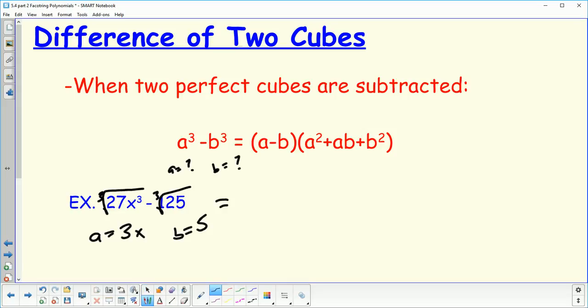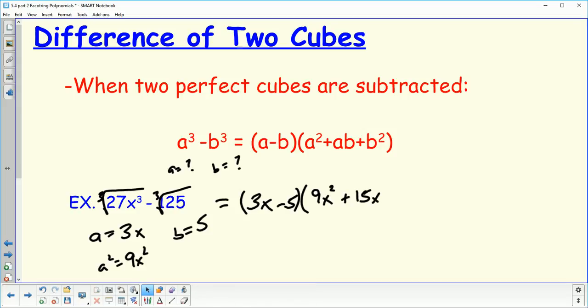So we need to plug into this formula. The a minus b piece isn't too bad. We can just say 3x minus 5. That is a minus b. The tricky part then is squaring a, which means we need to square both of these pieces. Squaring 3 gives us 9 and squaring x gives us x squared. So that first term is 9x squared, plus a times b: 3x times 5 gives us 15x, and then b squared. In this case it's not too bad because we only have 5. b squared is 25, so we write plus 25.